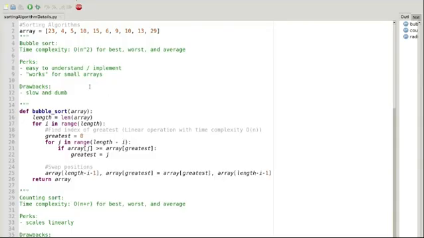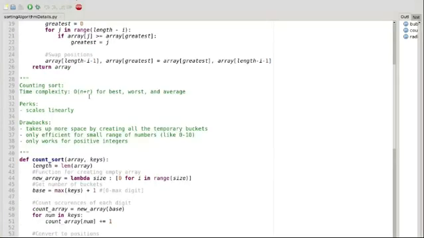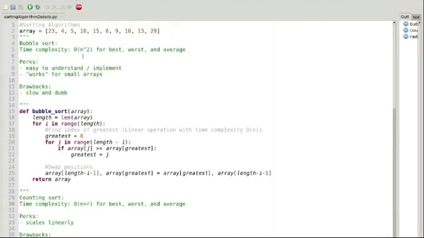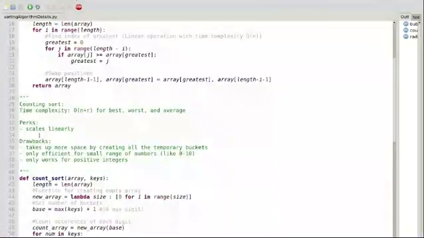Just to go into a bit more detail about each algorithm, bubble sort has a time complexity of O of n squared, and that's the case for the best, worst, and average. Counting sort is significantly faster. Its time complexity is O of n plus r, r being the range, and that's also the case for the best, worst, and average. So while bubble sort was a quadratic function, counting sort scales linearly with the size of the data sets.